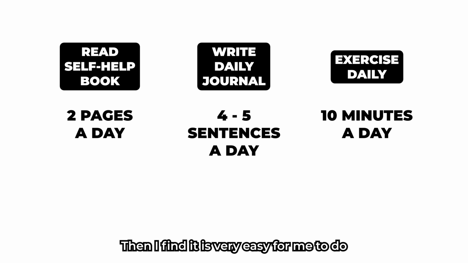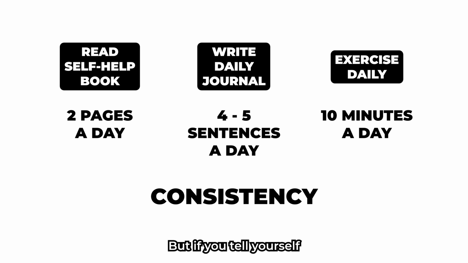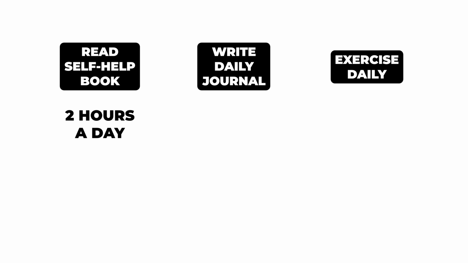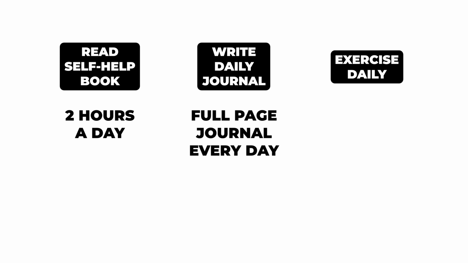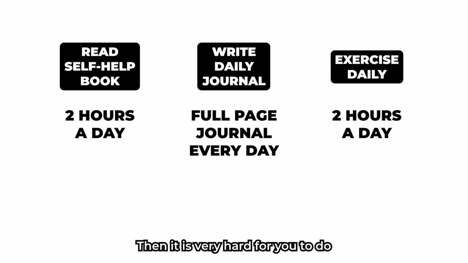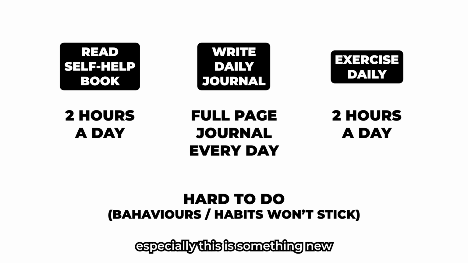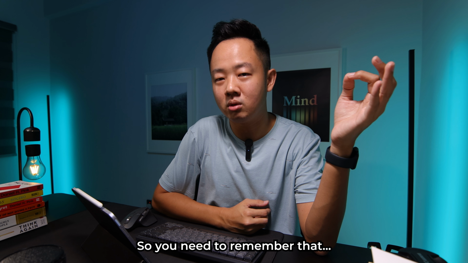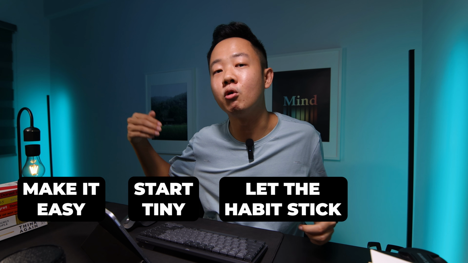Then I find it is very easy for me to do, and I can do it every single day. The key here is consistency. But if you tell yourself, I want to read 2 hours a day, I want to write a full-page journal every day, I want to do 2 hours of exercise every single day, then it is very hard for you to do, especially this is something new, this is something that you are trying to build, alright? So you need to remember that, make it easy. Start tiny and then let the habit stick and then you grow from there.